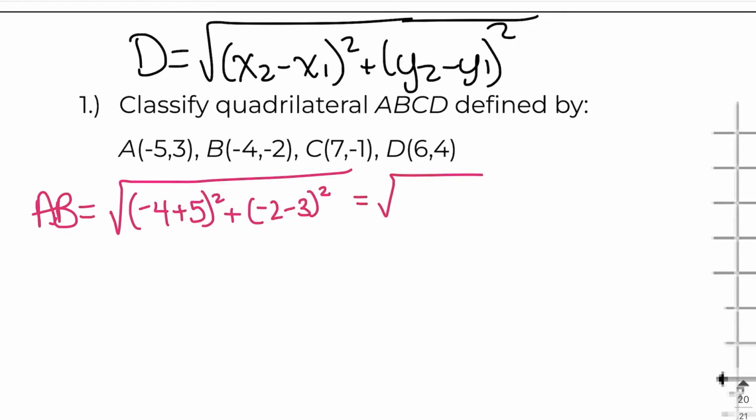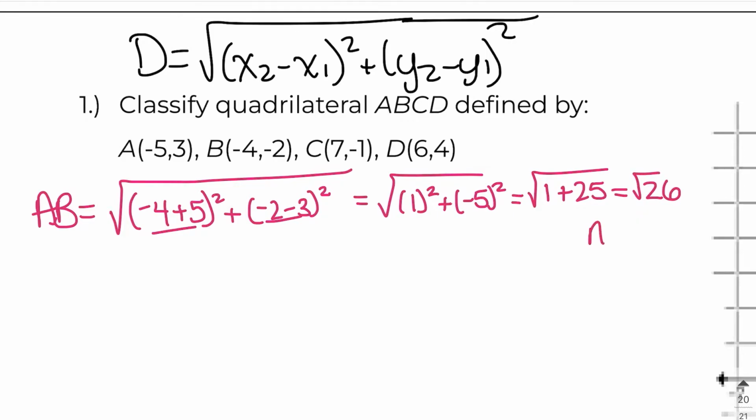Then I can go ahead and evaluate these. -4 plus 5 is 1. And -2 minus 3 is -5. So I end up getting the square root of 1 plus 25, which is the square root of 26. So here we can say that AB is equal to the square root of 26.